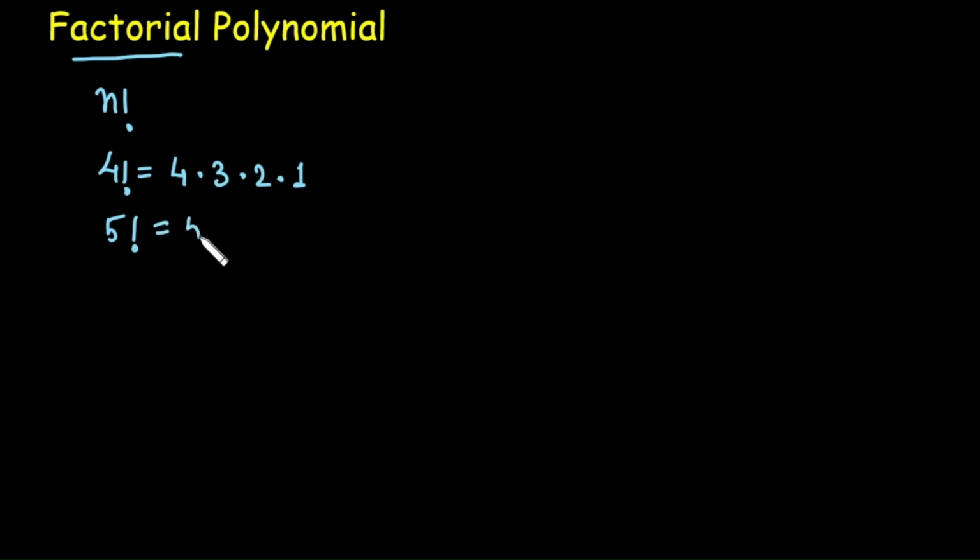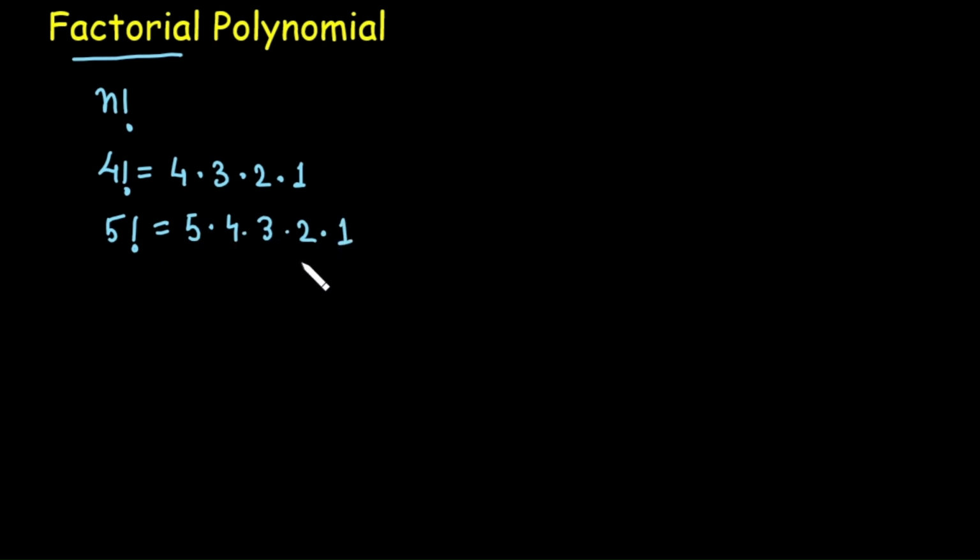Now moving towards the concept of factorial polynomial, it is similar to the factorial. Again we can break this word into two parts. Factorial means like n factorial, or we can say 4 factorial. This means 4 into 3 into 2 into 1. And when we write 5 factorial, it is 5, 4, 3, 2, 1.